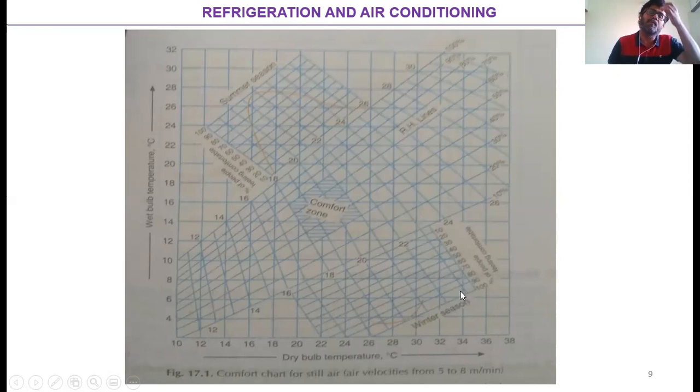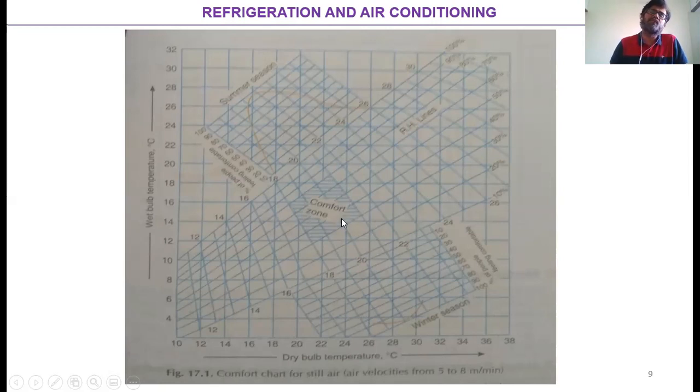80% of the people may feel comfortable. And around that 18 degrees Celsius effective temperature line as well, there is a range for the relative humidity. So relative humidity varies in the range of 30% to a maximum of around 70%.